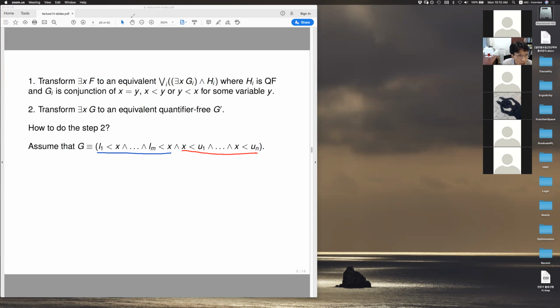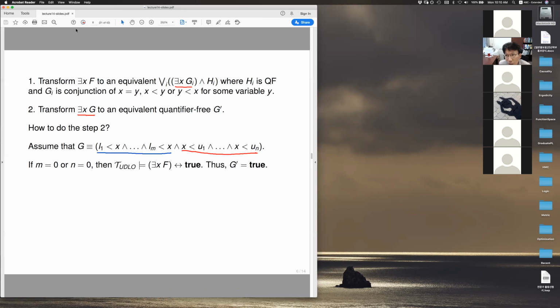Okay, so that's the formula that we get in G. G is this formula, which is really coming from here. So now what should we do? Then we do case analysis.